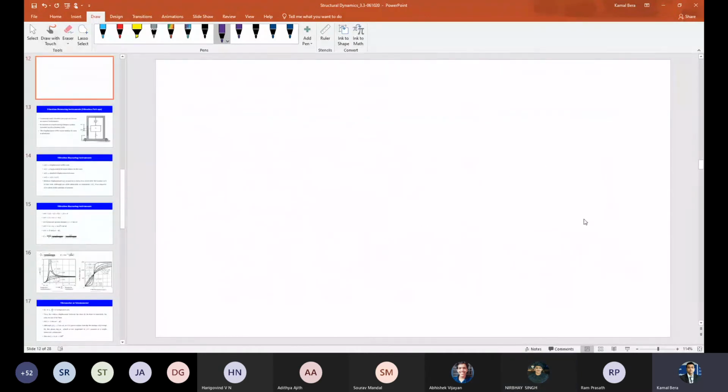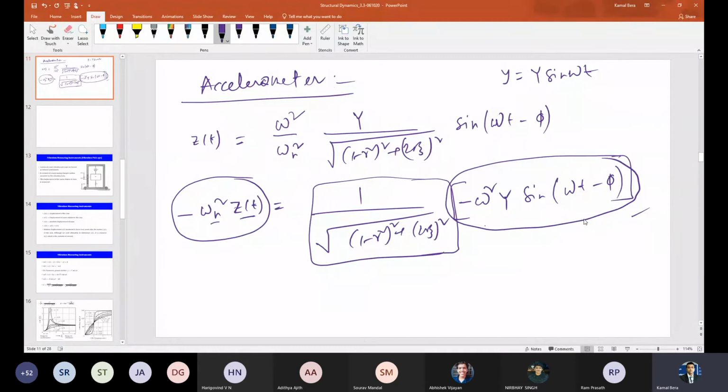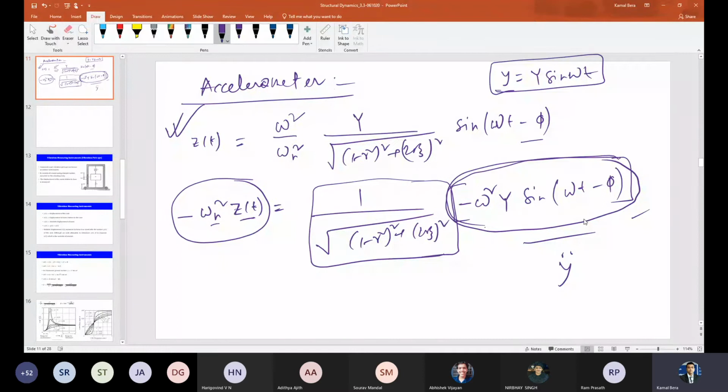This plot is just the data you give, and from that you plot. That is very simple. So you see again, this expression is okay with you, right? Zt is omega square by omega n square, this thing. Then I am writing this as omega n square zt equal to this right-hand side. That is okay. Now this is nothing but y double dot, except this phi. Okay. You see, y is sin omega t. So if you take the double derivative, you get y double dot is minus omega square capital Y sin of omega t. Correct? Right? Yes, sir.